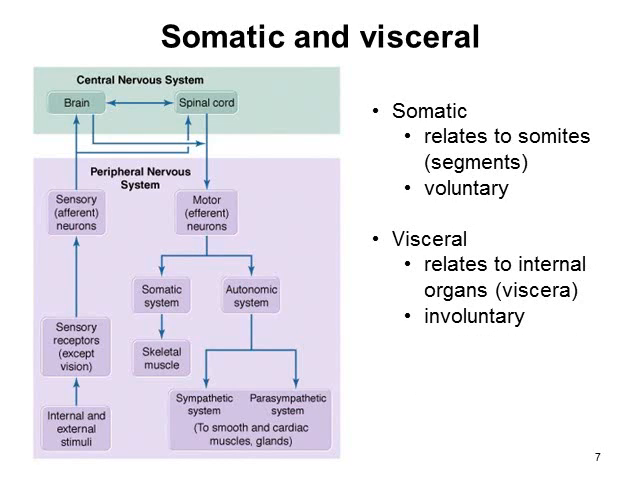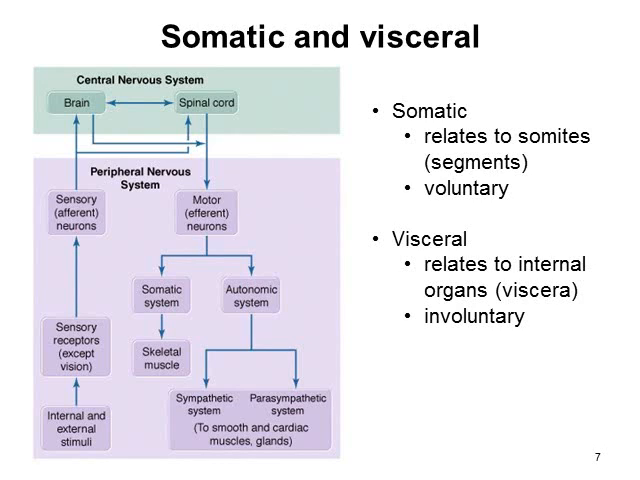When we're thinking about the autonomic nervous system, you have to remember that you have somatic and visceral branches. So somatic relates to something called somites. When you're actually in development and your nervous system is developing, we have segments forming, and these are the somites. This controls the voluntary part of your nervous system, such as voluntary movement, skeletal movement.